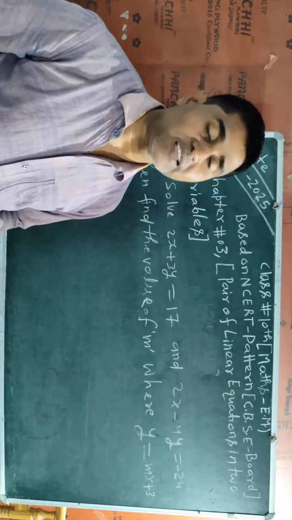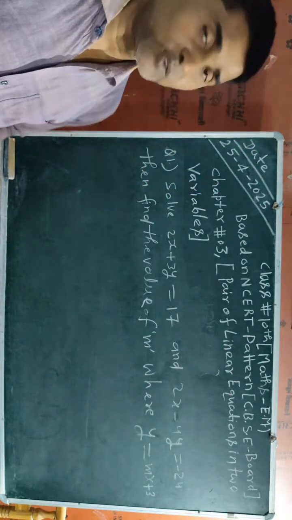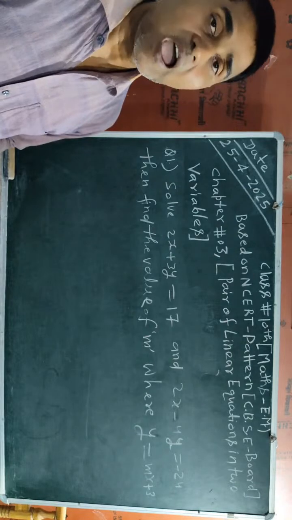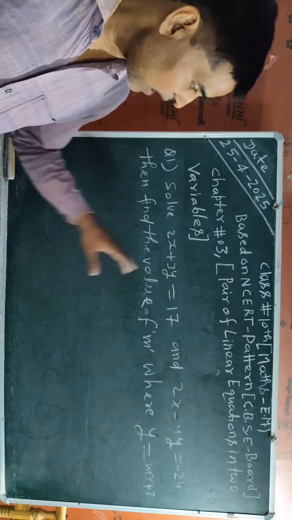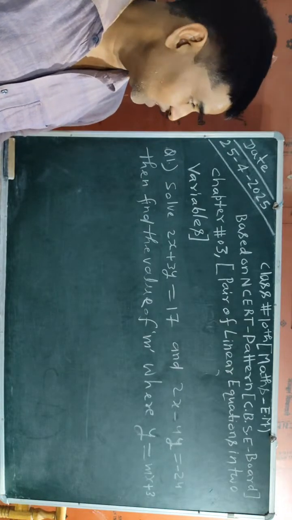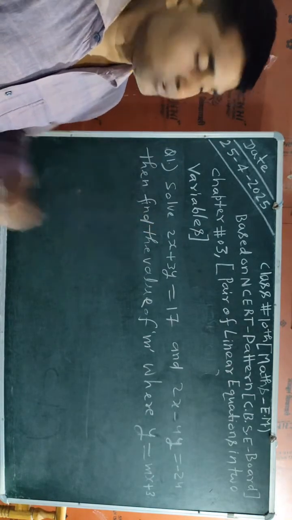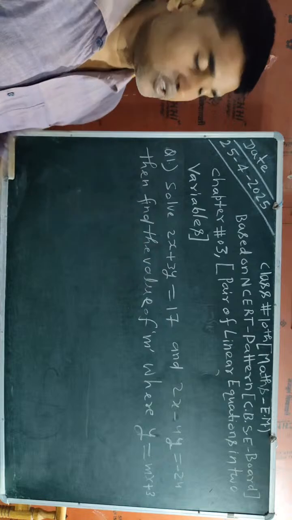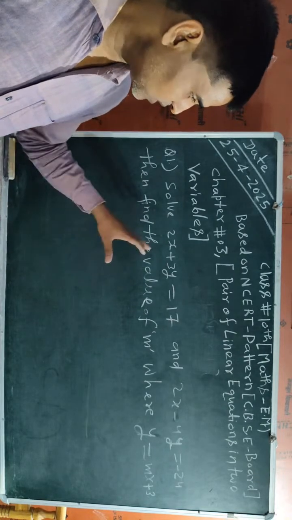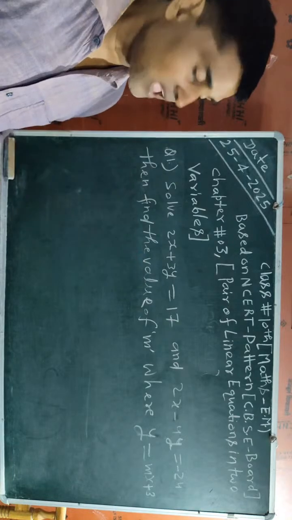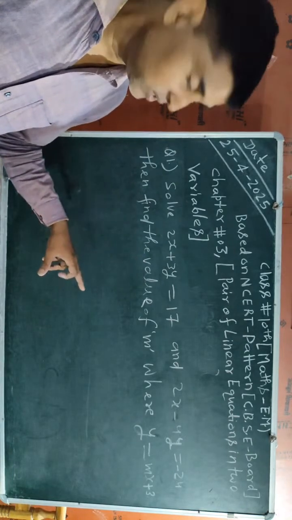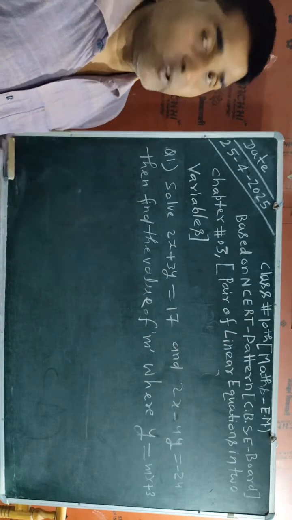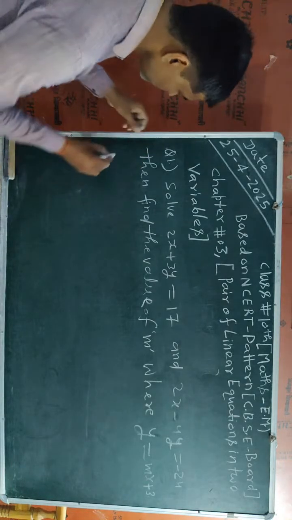First of all, I will take the ratio a1 divided by a2, then b1 divided by b2, and also c1 divided by c2. After getting these values, I will check which condition the equations follow. After finding the condition, I can say whether there is a unique solution, no solution, or infinite solutions. So now I am going to solve it.